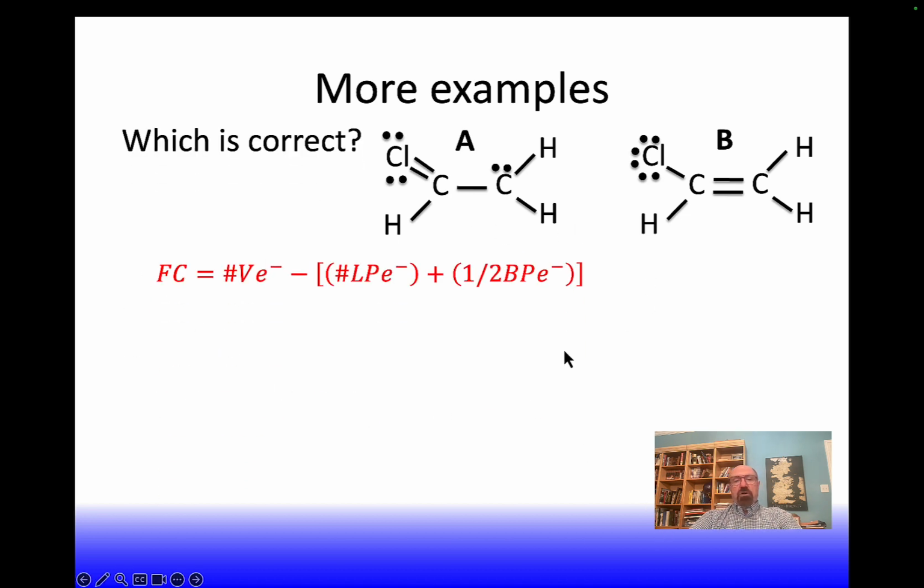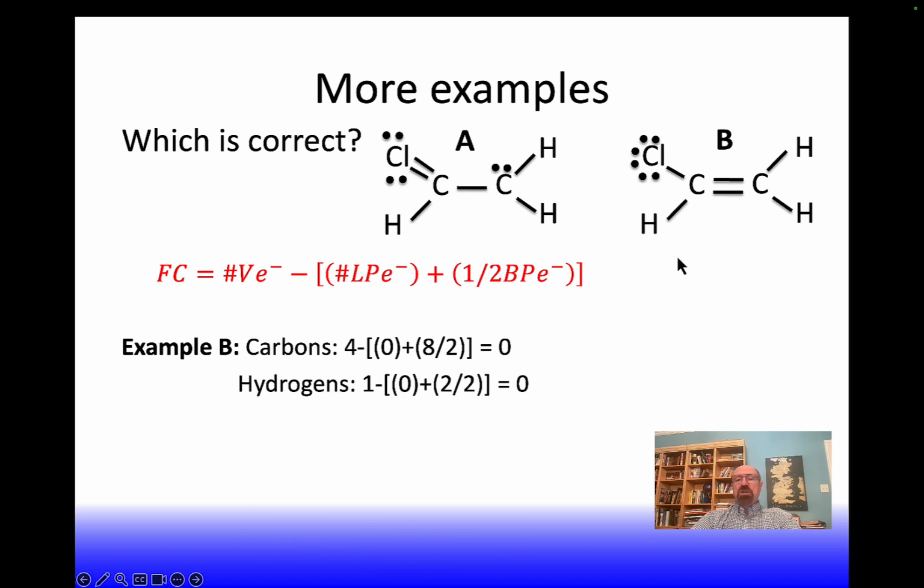So again, formal charge is the number of valence electrons minus the sum of the lone pair of electrons plus half of the bonded pair electrons. Okay, so both carbons now are the same. They both have no lone pairs. They both have 4 bonds. 4 minus 4 is going to be a formal charge value of 0. The hydrogens we know from before are 0. Single bond to a hydrogen is always 0.